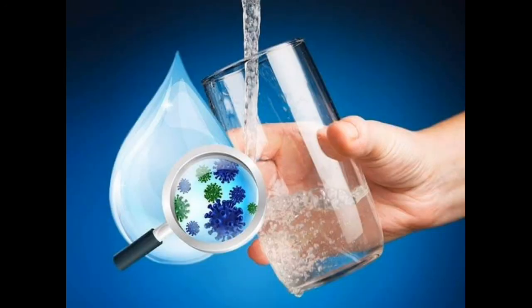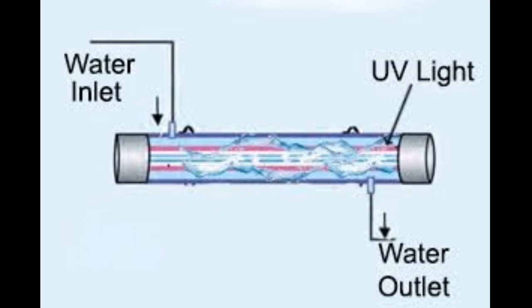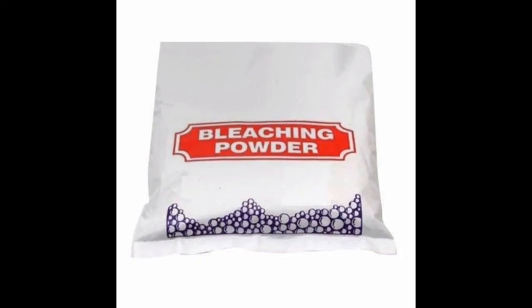Our next topic is contaminated water. Sometimes water is contaminated because of the presence of various bacteria and impurities, and this can be removed by using potassium permanganate crystals, ultraviolet rays, or bleaching powder. You can see in this picture.